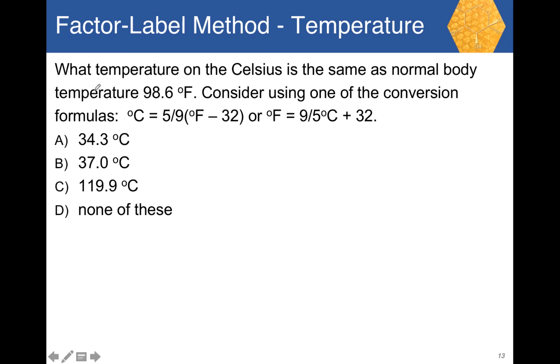So here we go. What is the temperature on the Celsius scale of normal body temperature of 98.6 degrees? Of course, again, for you guys in the medical field, you know that's body temperature, and whenever you measure your temperature, it's 98.7, and you know that's normal.